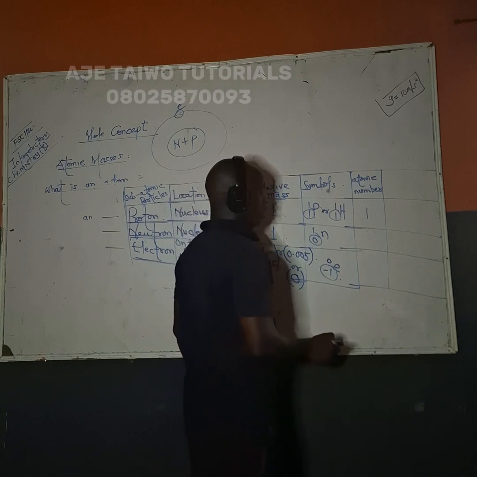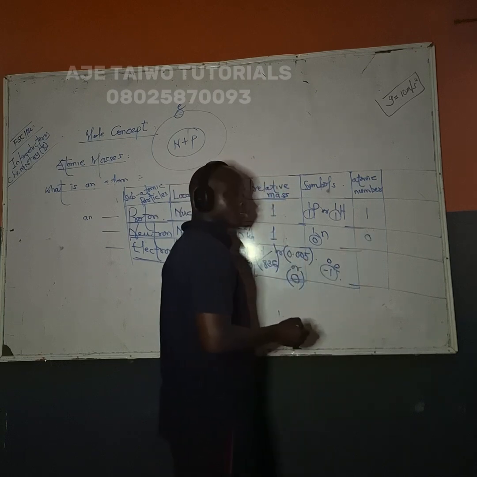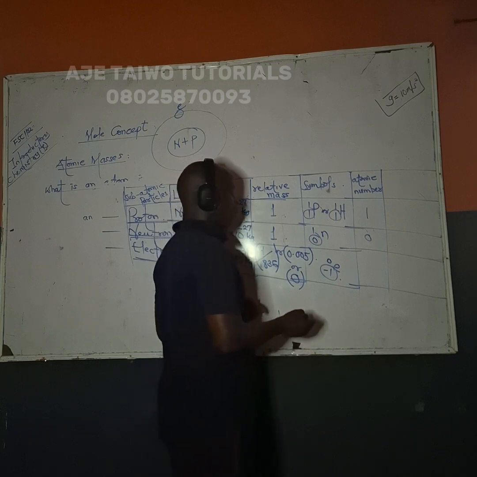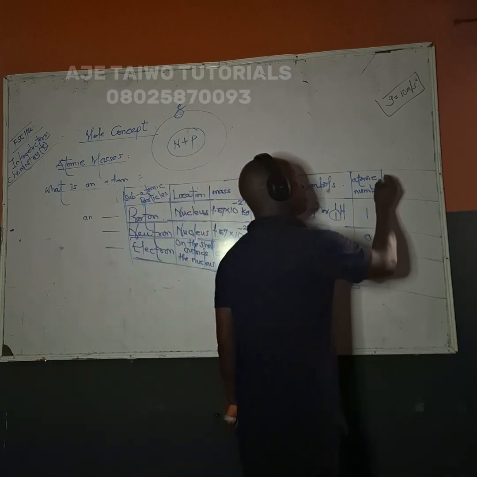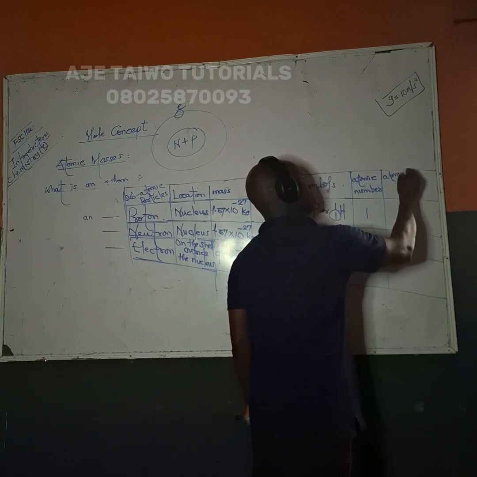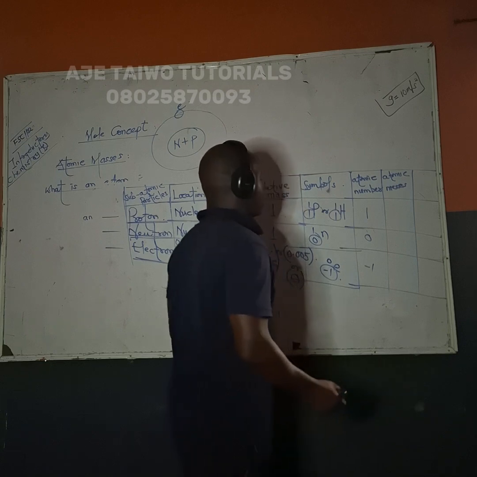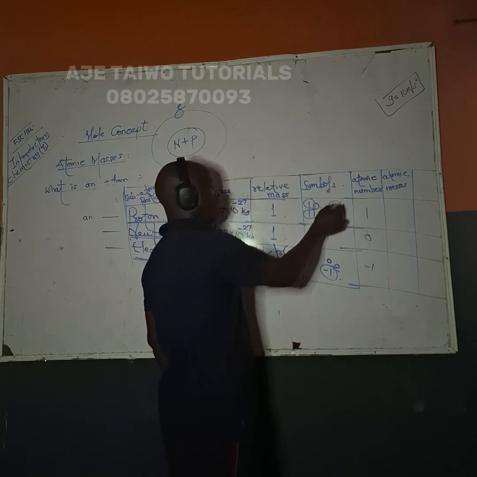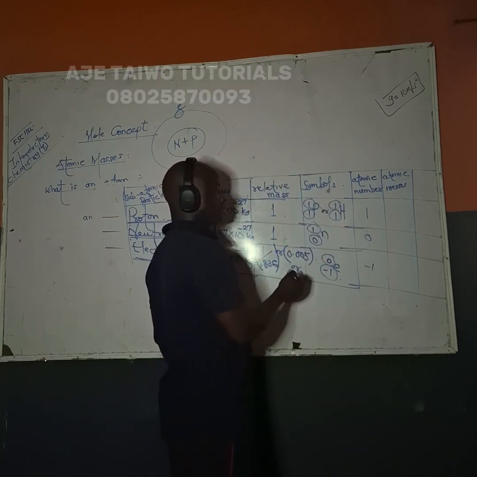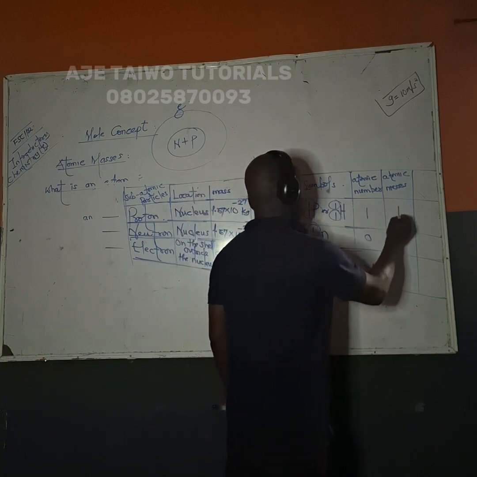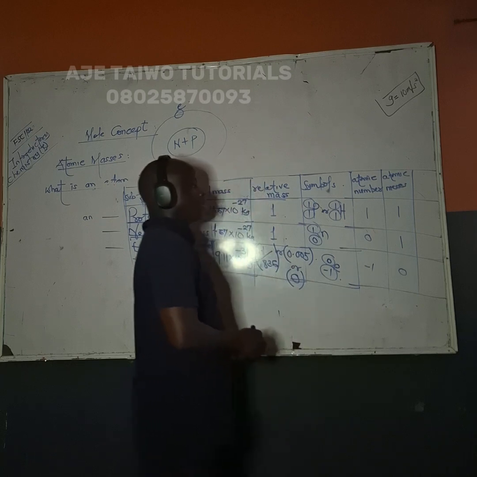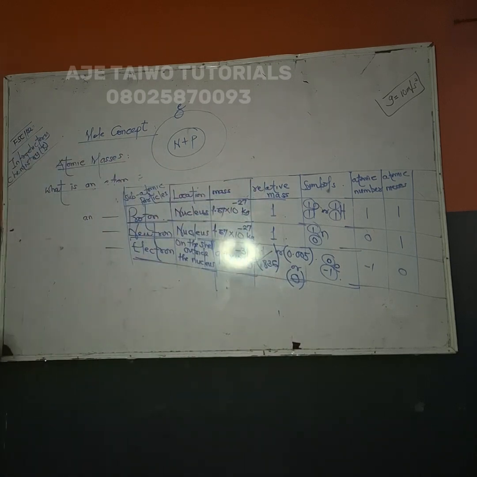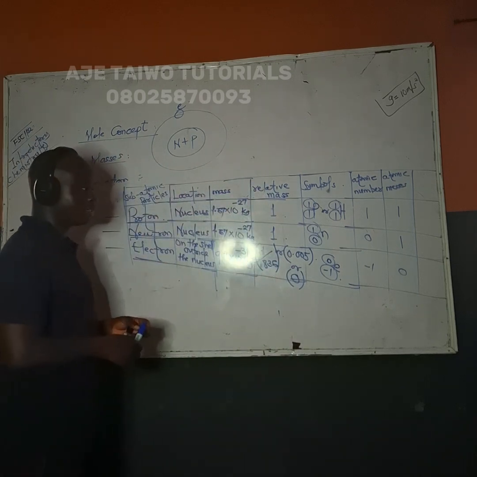What is the atomic number for neutron? 0. What is the atomic number for electron? -1. They can ask you again for their atomic masses. Atomic masses are the values up here. Atomic mass of proton, 1. Of neutron, 1. Of electron, 0. Those are their atomic masses.